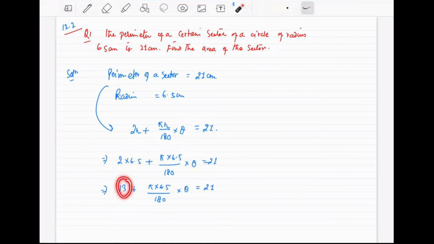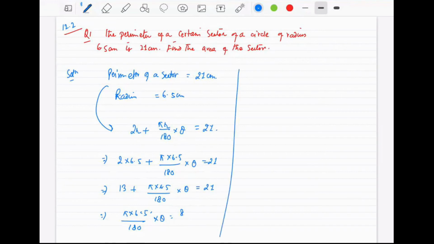Let's take 13 to the other side. It will be minus, right? This was positive, so 21 minus 13, it will be how much? 8. I'm skipping one step and putting straight to 8. Pi into 6.5 divided by 180 into theta is equal to 8. 21 and 13 are subtracted. Okay, you continue further. I want the theta.